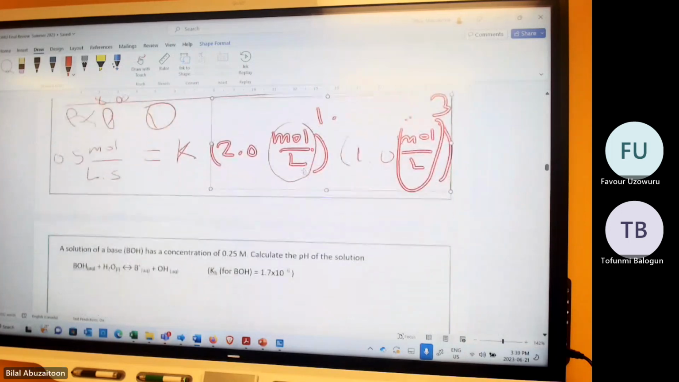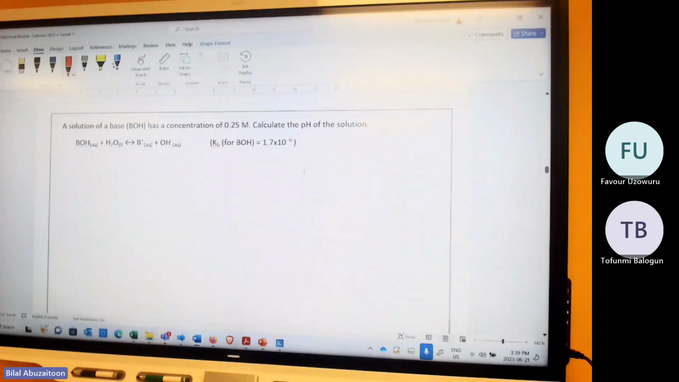This question. A solution of BOH has a concentration of this. Calculate the pH of the solution. K for BOH is this value. Guys, I don't blame you, a whole course in 2 months is not easy. I know.